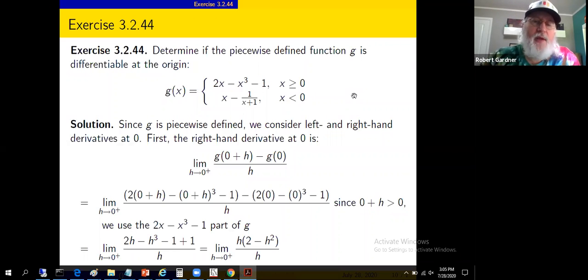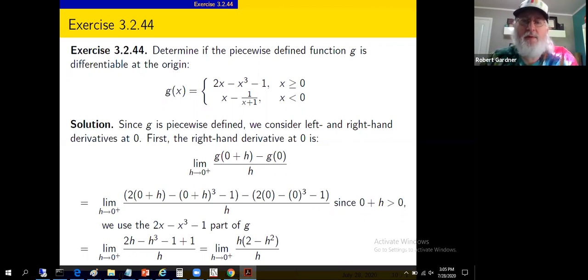Well, let's see. g is piecewise defined, as we had to do with piecewise defined functions. Let's consider one-sided limits. The terminology here is left and right-hand derivatives at 0. Okay, so let's take the limit as h approaches 0 from the positive side of g of 0 plus h minus g of 0 over h. That'd be the right-hand derivative at 0. Even though it's not an endpoint of the domain, we'll still have to check one-sided limits because the function's defined piecewise.